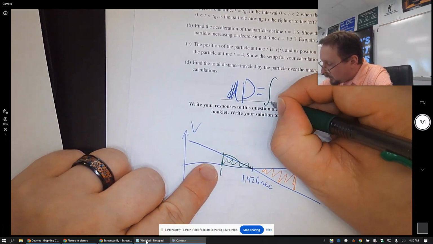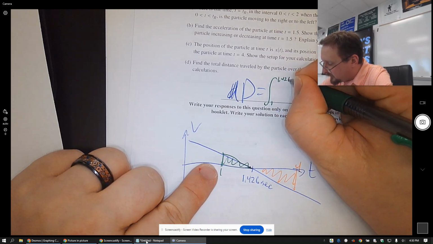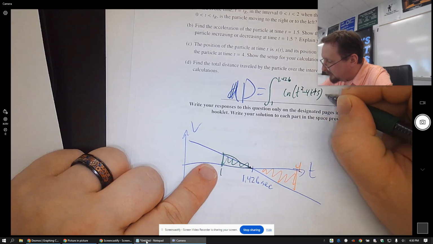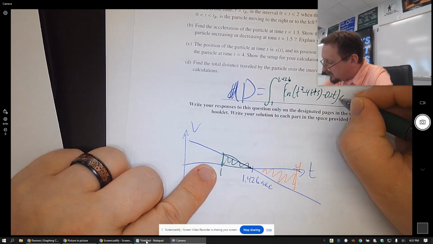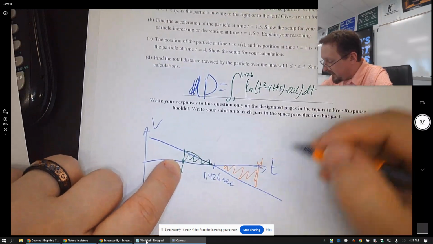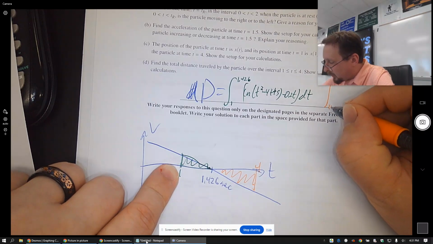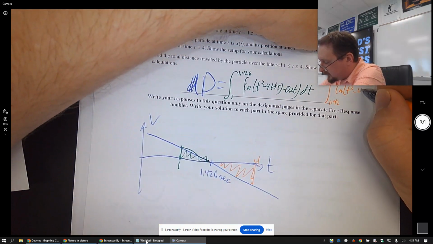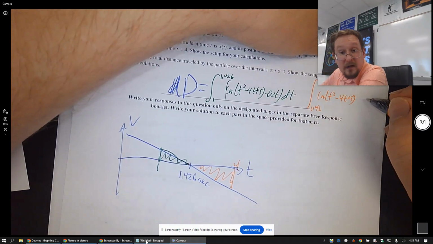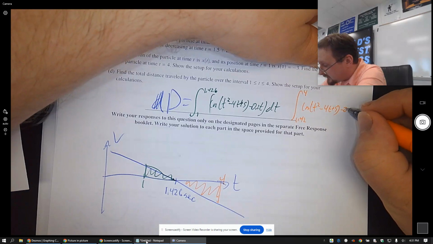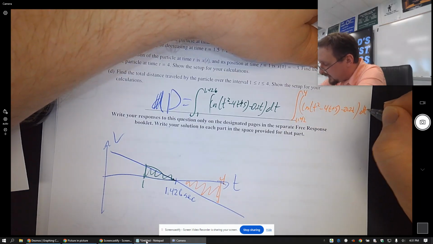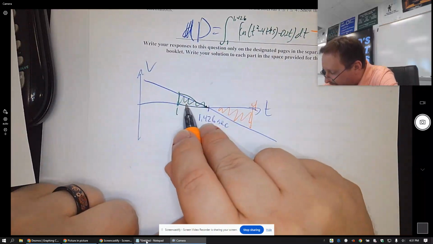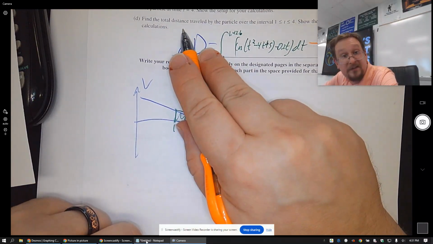green integral, 1 to 1.426 of natural log t squared minus 4t plus 5 minus 0.2t dt, right? And then this is the orange integral from 1.426 to 4 of natural log t squared minus 4t plus 5 minus 0.2t dt. Can you see all that? But because this is negative, I have to subtract the negative in order to add. I want to add 2 positive numbers for distance. Total distance is always positive.